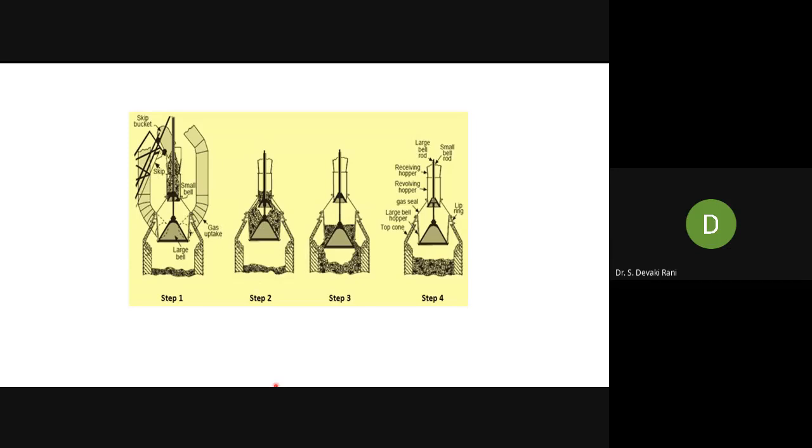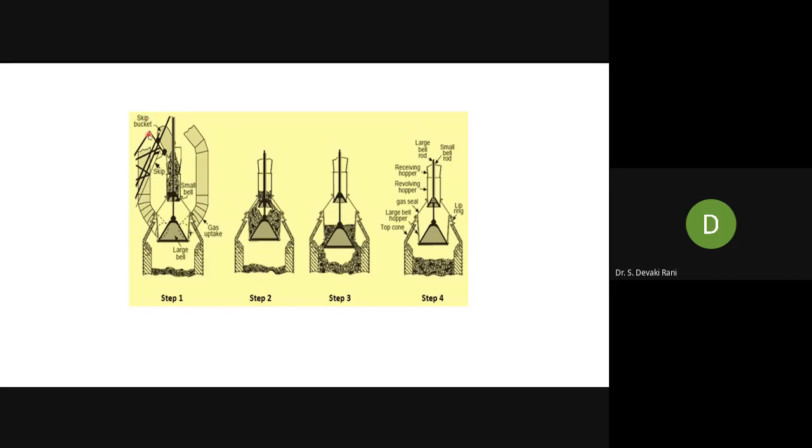Vizag steel plant follows bell-less system of charging. That is, there are no bells, Paul Wurth bell-less system of charging. That we will come to know when you are studying about modern developments of the blast furnace. So raw material from the raw material storage yard to the blast furnace can be conveyed through conveyor belt or skip or bucket system.